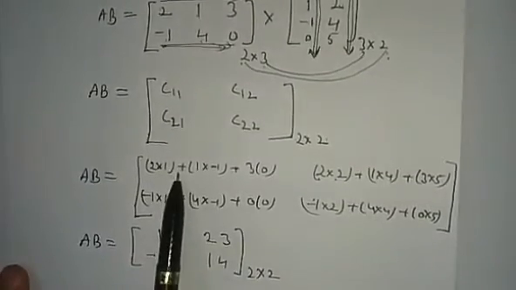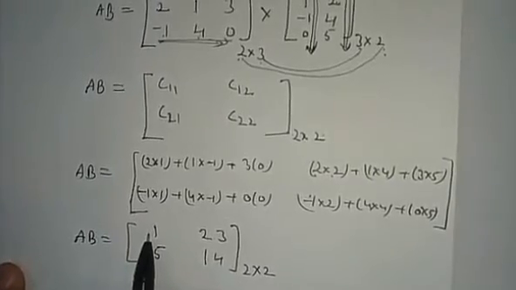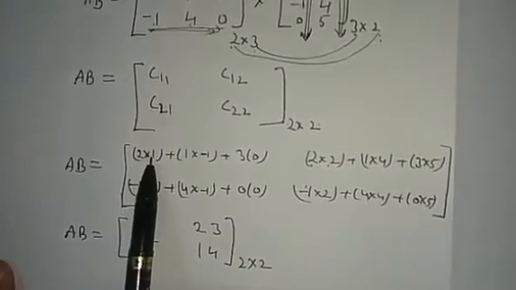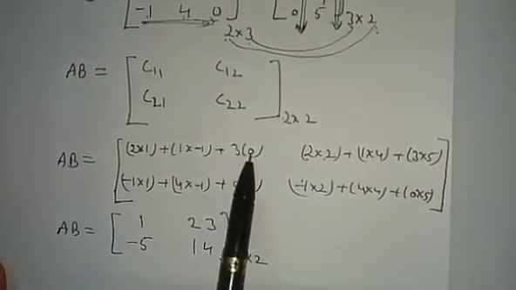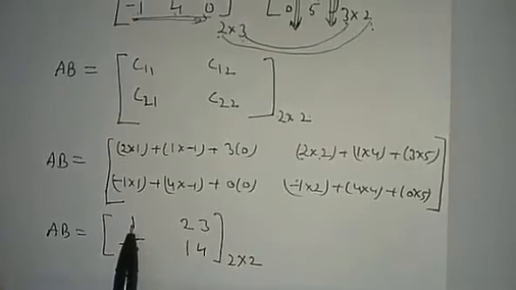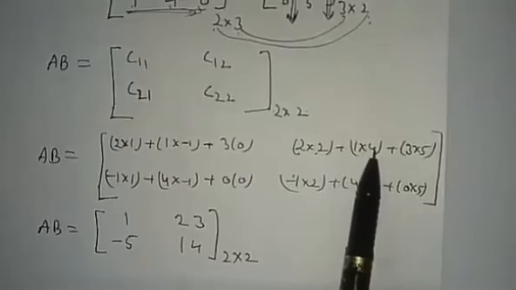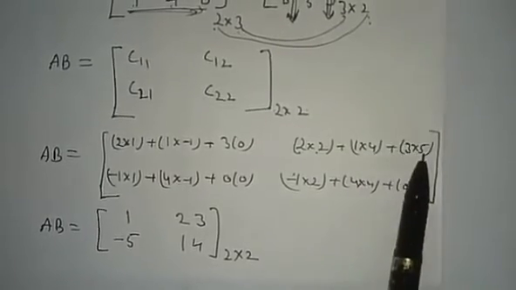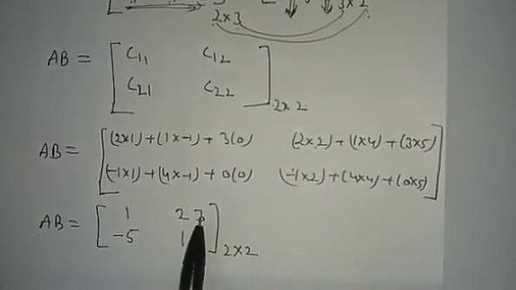So in this way, first element of this resultant matrix is 1. 2 ones are 2, 1 into minus 1 and 3 into 0. In this way result comes 1. For C12: 2 into 2 is 4, 1 into 4 is 4, 3 into 5 is 15. After simplifying this one we get 23.